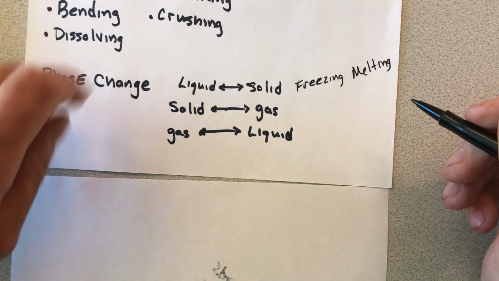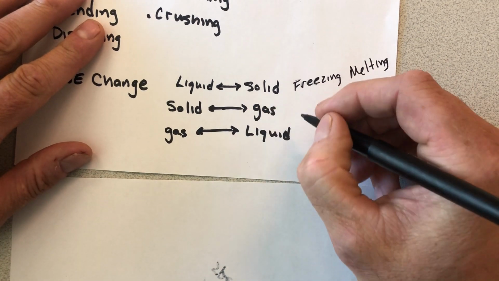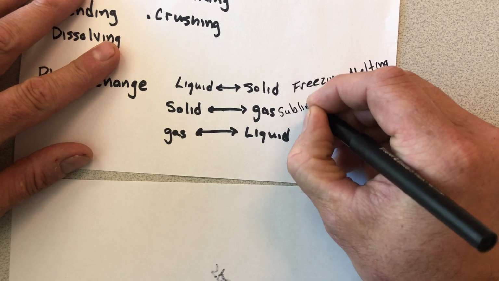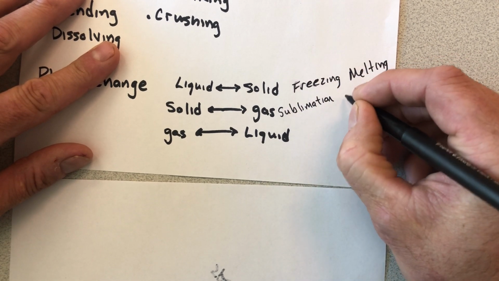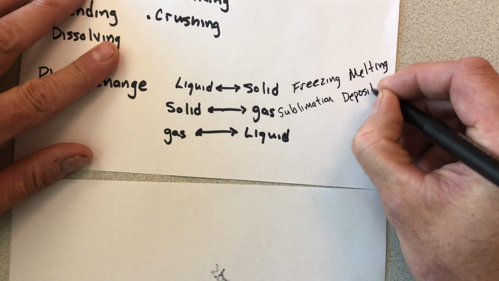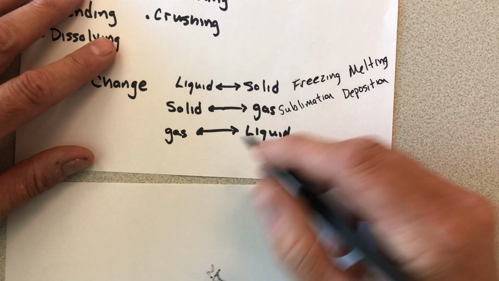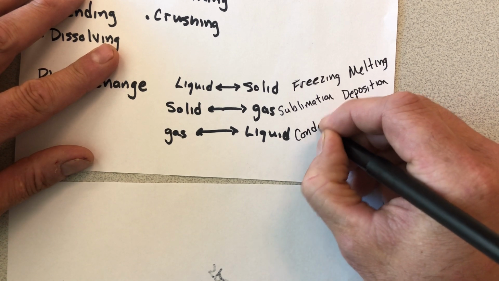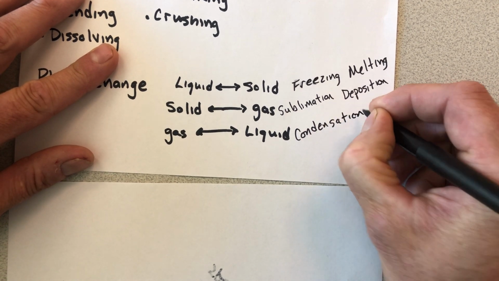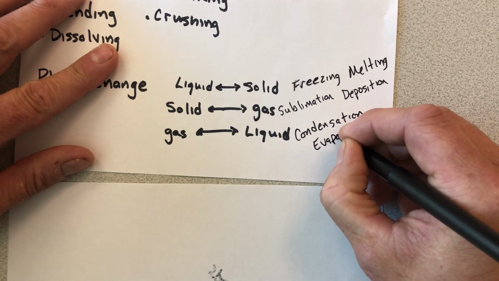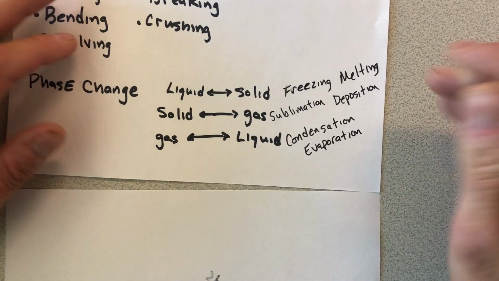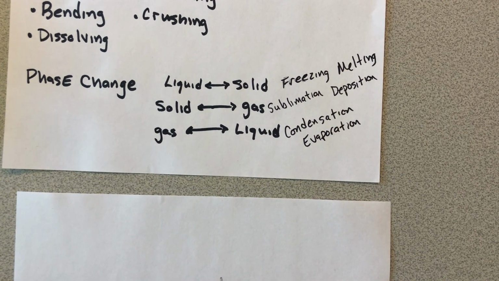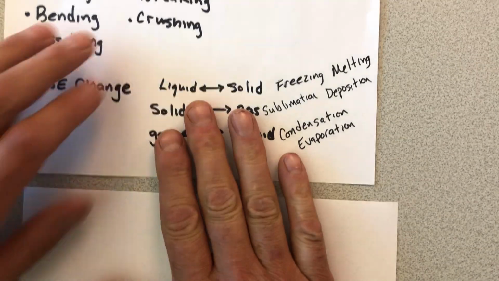These are physical changes. Solid to a gas, this is a pretty interesting process. This is known as sublimation or deposition. And then gas to liquid, this is evaporation and condensation. And so lots of students just sort of forget that these phase changes are just physical changes. So keep that in mind.